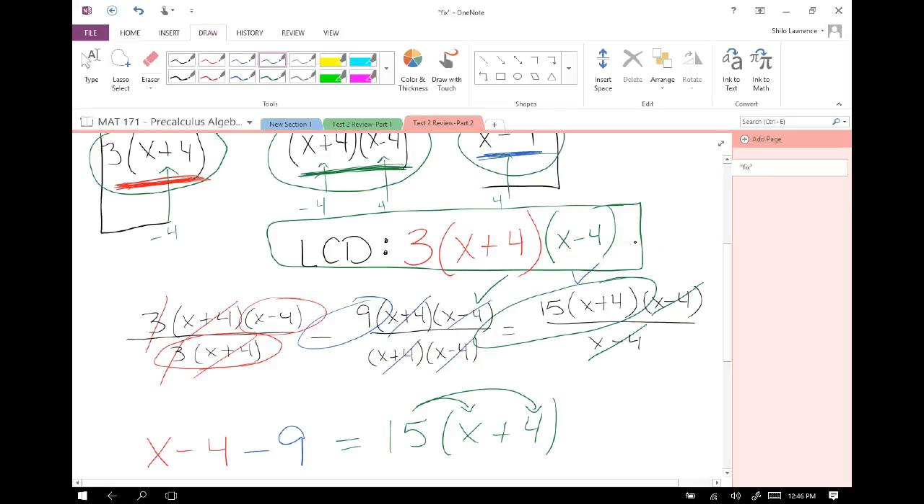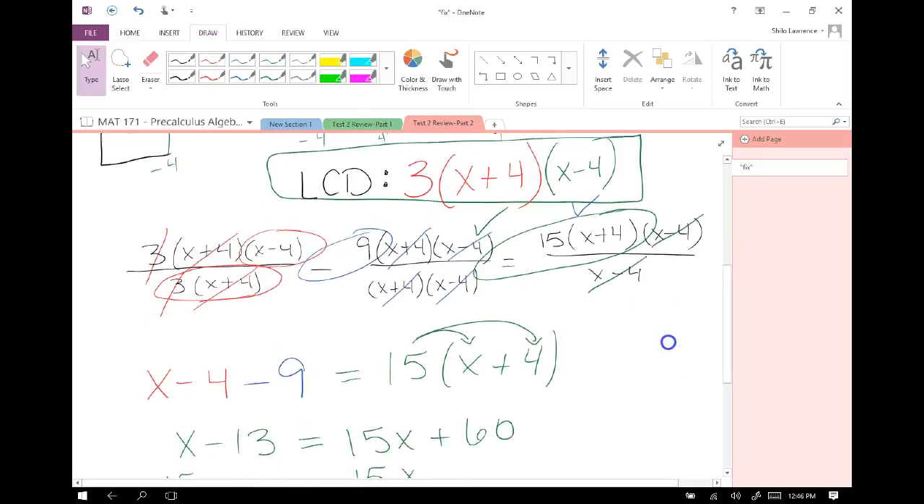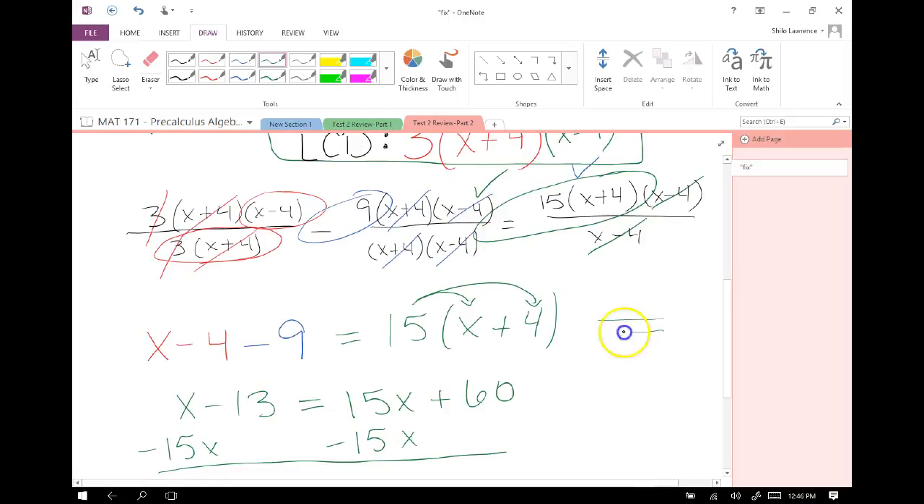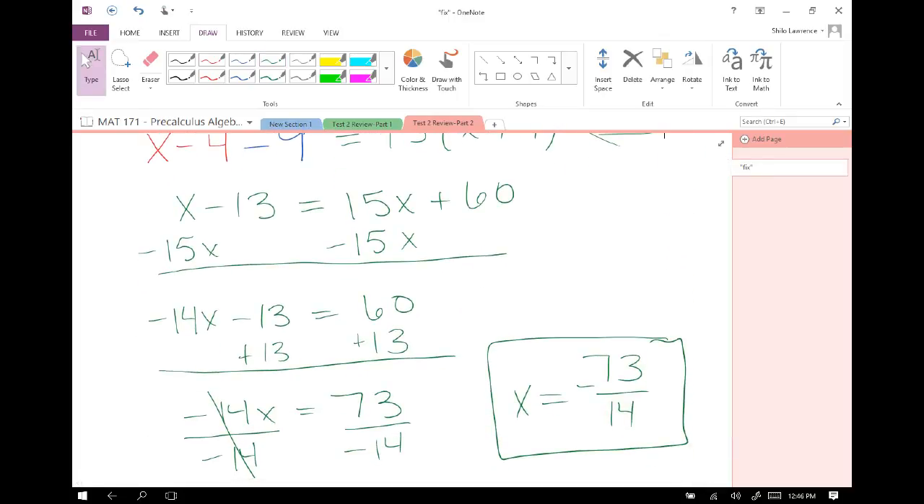And when we multiply through, we only multiply it into the numerator. And then go through and cancel. And it should cancel all of our denominators. And it should leave us with just a linear or a quadratic equation to solve. Once we solve it, we need to check. And we need to check that this value doesn't make any of our denominators equal 0.